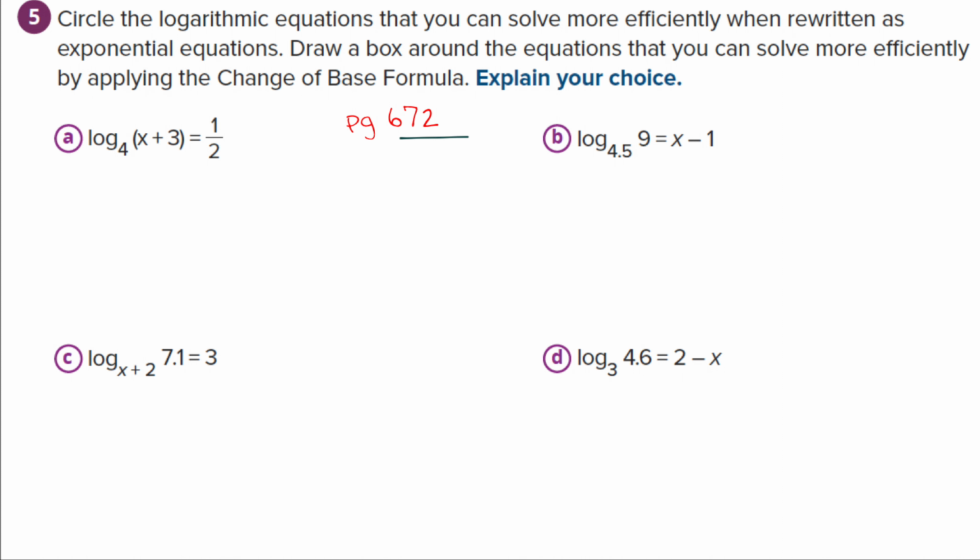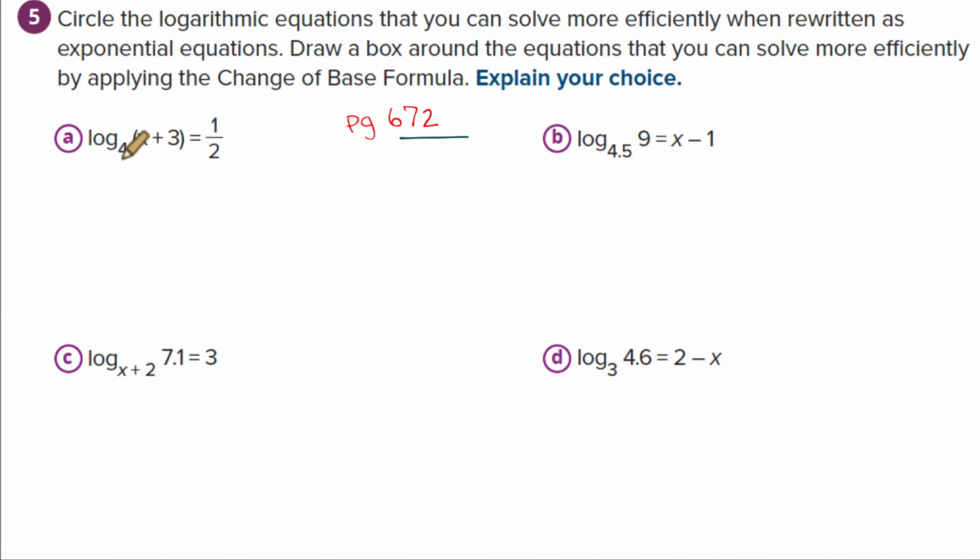I know the directions say circle the equations you can solve more efficiently one way or the other, but we're just going to start solving some of these. And again, I might do them different ways. There are different ways to do these, and no way is better than the other necessarily. It's whatever you enjoy doing. So let's actually just figure this one out.